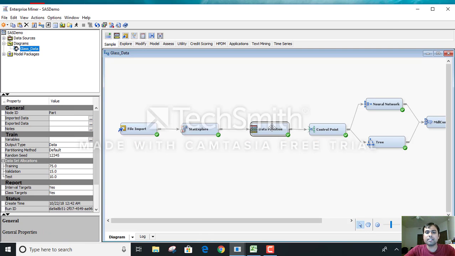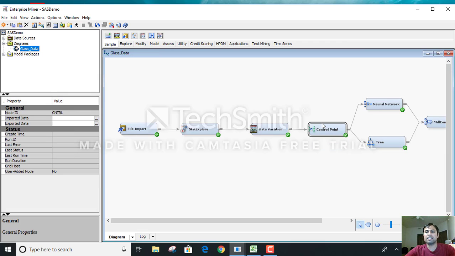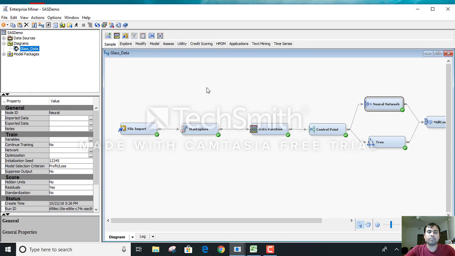Now this is the very important node, data partition. Here we have partitioned the data into training, validation, and test. 75% of the data I have given to the training data set so that my model will be good, and the remaining 25% I have put on validation and test. Once the data partition is done, I have used the control point. This is basically used to connect to multiple models so that we can work with the same data set.